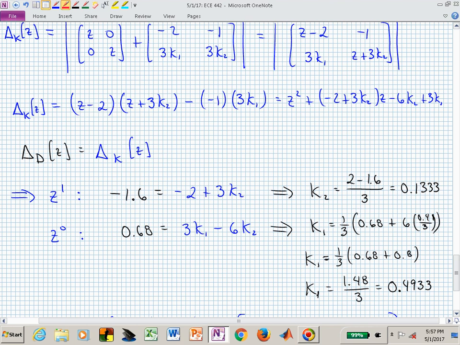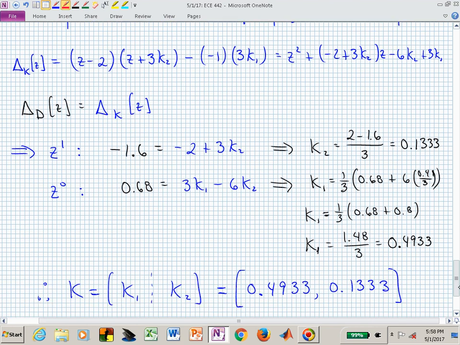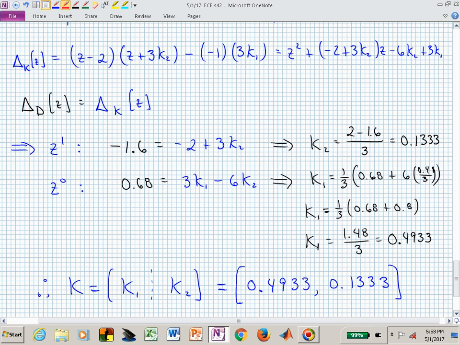K sub 2 is now 0.1333, and we can use the constant coefficients in those two polynomials to find K sub 1. Since we already know what K sub 2 is, K sub 1 ends up being about 0.4933. Once we've found K1 and K2, now you can build this full state feedback gain matrix.